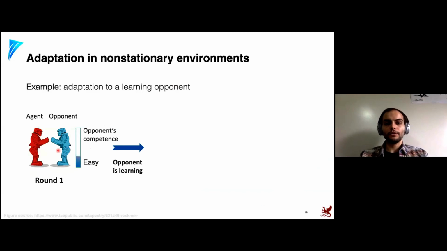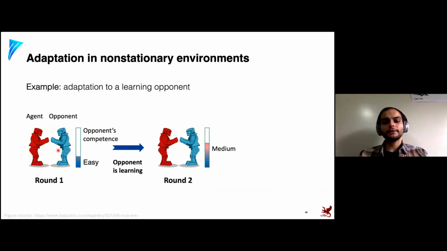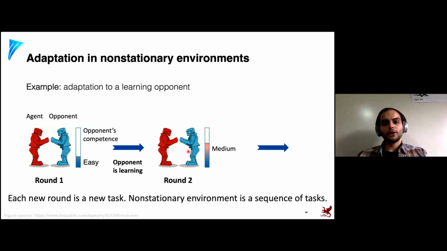The opponent is going to learn by interacting with the agent, and in round 2, the opponent will actually be more competent, right? And then the game can go on, and round 3, 4, etc. The opponent's competence can change and improve, and therefore, from the agent's perspective, the environment that it gets to interact with in every single episode, every single round, is going to change. And so each new round can be seen as a new task, and we can think of this non-stationarity from round to round as a sequence of tasks, right? So how can we go and solve this problem?